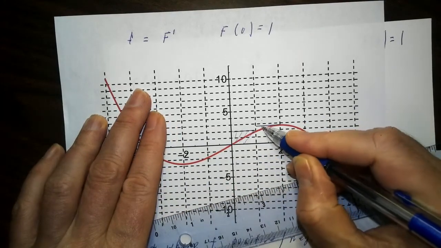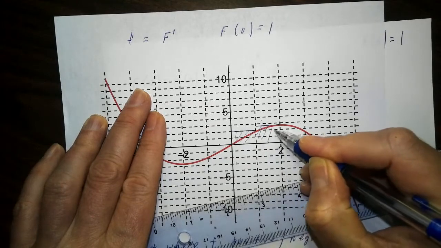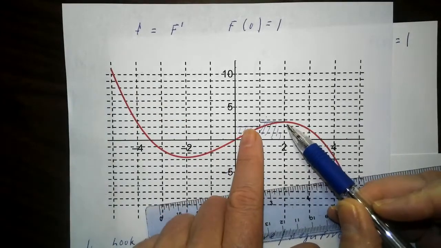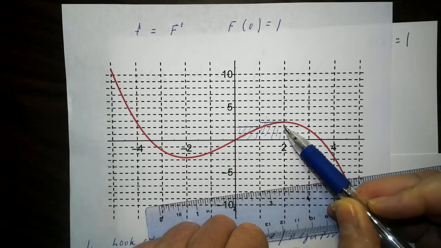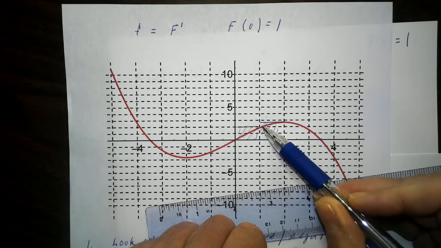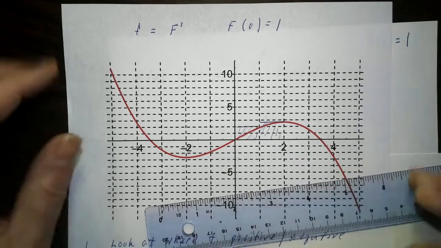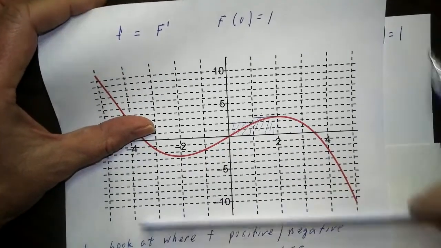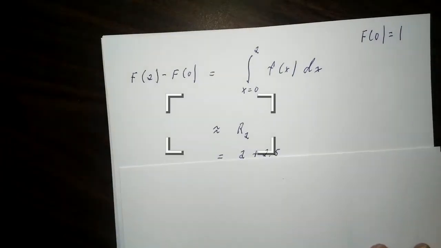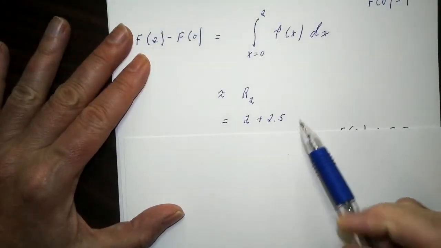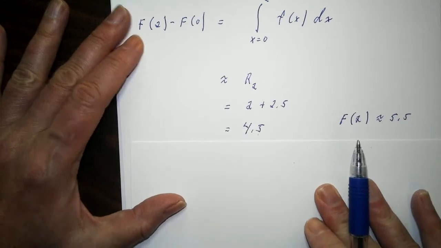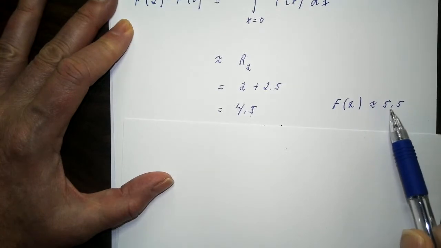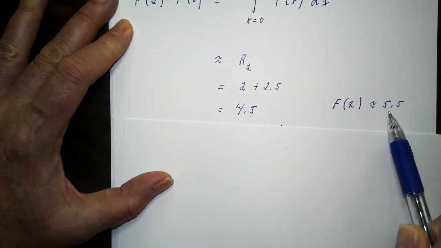So I'm going to use the combined areas of those two rectangles to estimate my integral. Now it appears to me that the height of this rectangle is about 2.5 and the height of this rectangle is about 2. So if I add together the areas of those two rectangles, their bases are both length 1. I get 2 plus 2.5, that's 4.5. So if I add capital F of 0, which is 1, that says that capital F of 2 is 5.5.